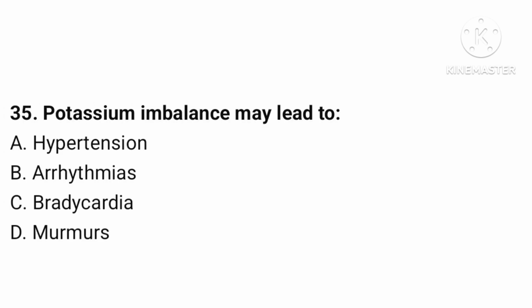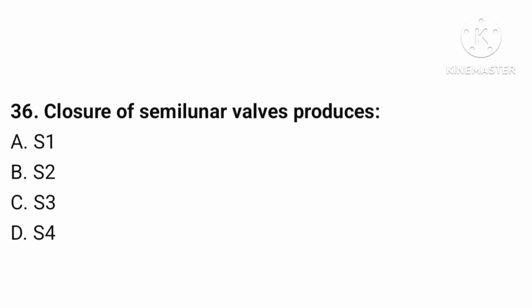Potassium imbalance may lead to. Correct option is B. Arrhythmias. Closure of semilunar valves produces. Correct option is B. S2.